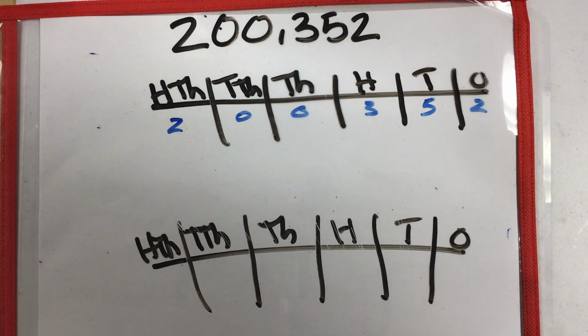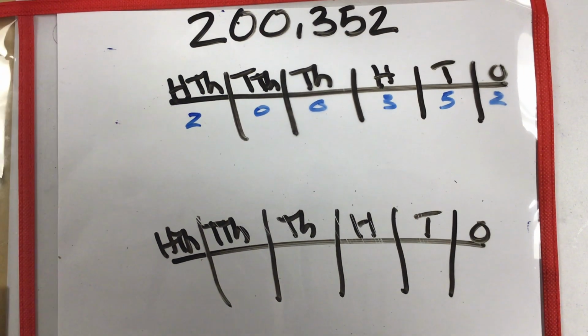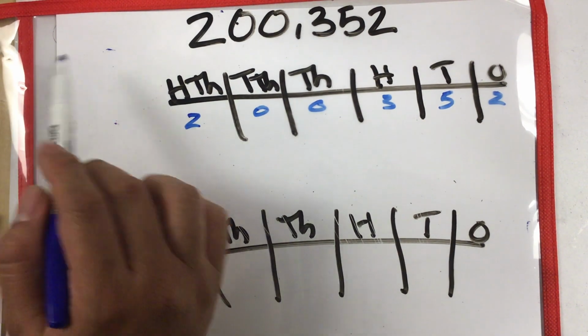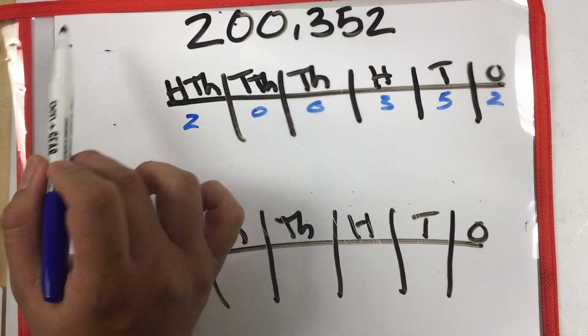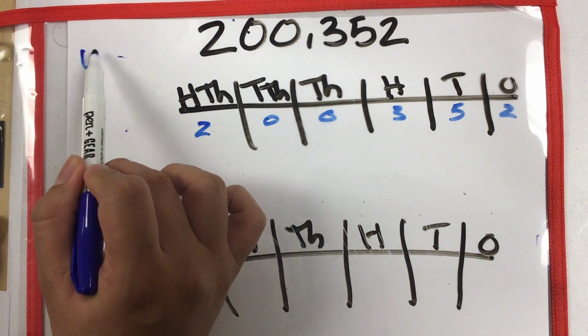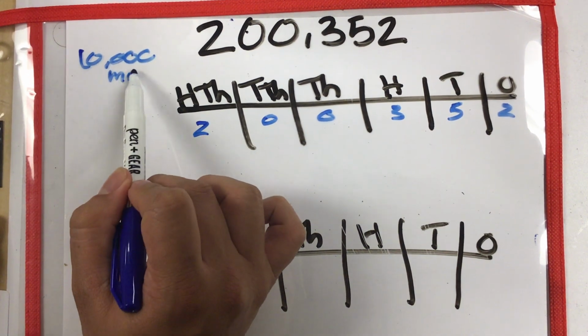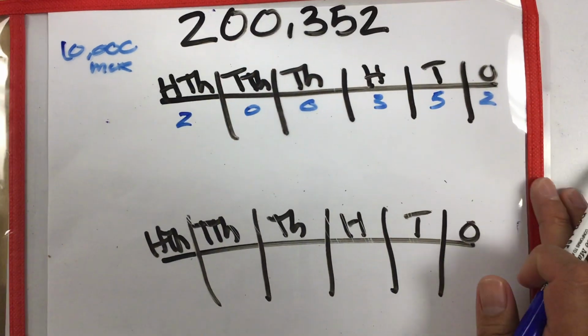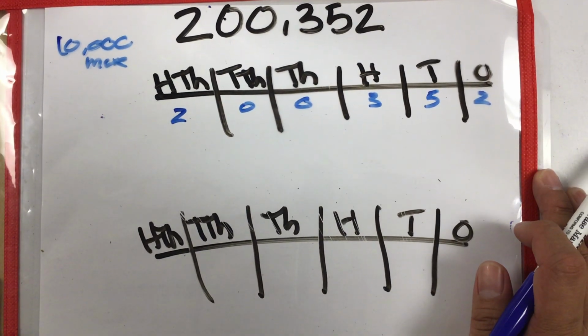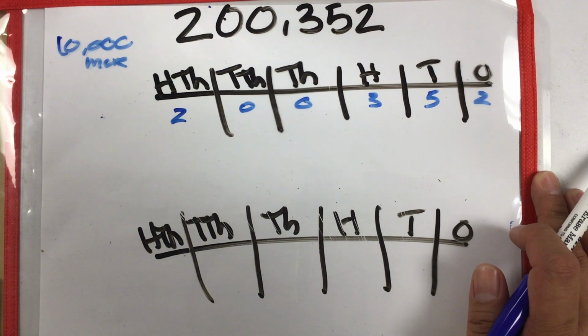So, if I say we want 10,000 more than 200,352, what would we do? Take some time to pause and try it out, and then unpause when you're ready.